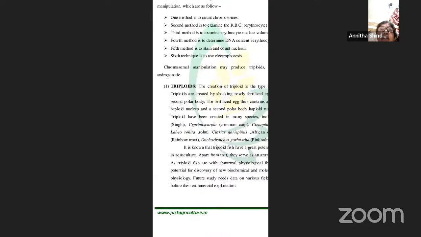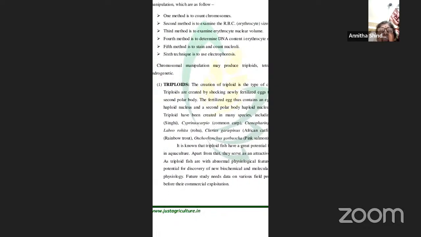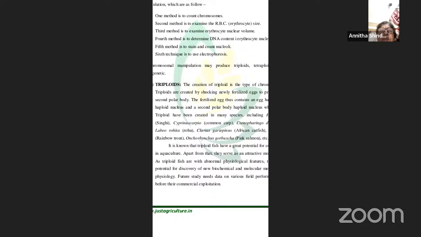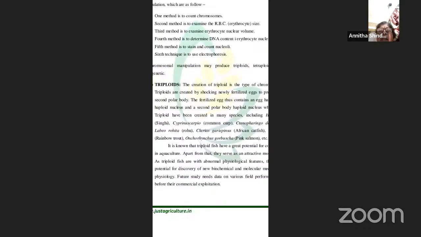Now, what do you mean by triploid here? The creation of a triploid is a type of chromosomal manipulation. Triploids are created by shocking newly fertilized eggs to prevent extrusion of the second polar body. So the fertilized egg thus contains an egg haploid nucleus, a sperm haploid nucleus, and a second polar body haploid nucleus, which creates a triploid.